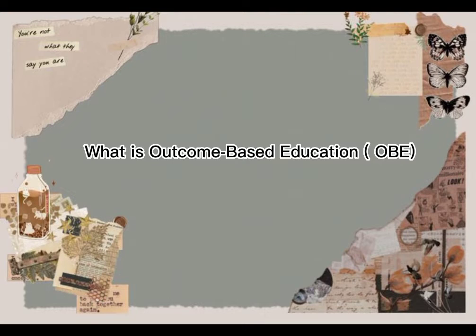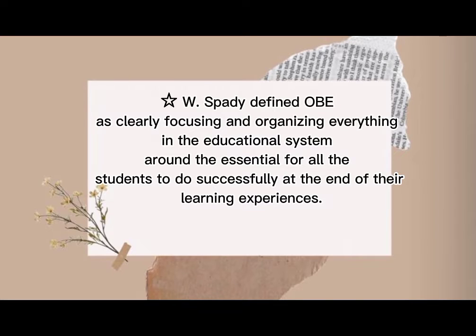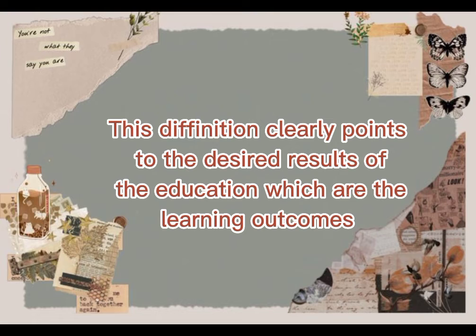What is outcome-based education, or OBE? Spady defined OBE as clearly focusing and organizing everything in the educational system around the essentials for all the students to do successfully at the end of their learning experiences. Let me emphasize the word essential. In this definition, this implies that OBE aims to teach important knowledge, skills, and values that are vital for the development of every student. This definition clearly points to the desired result of education, which are learning outcomes.